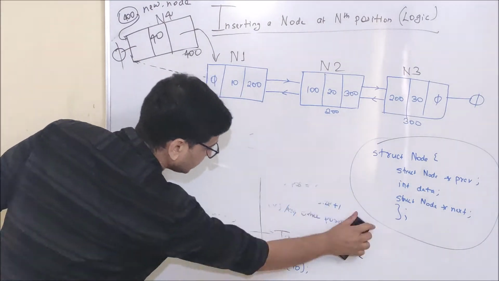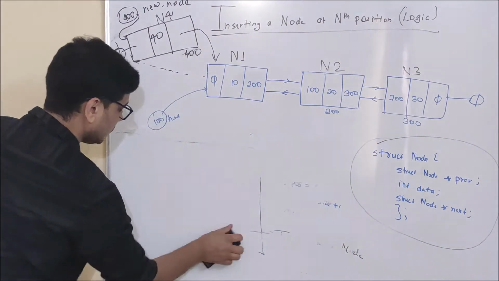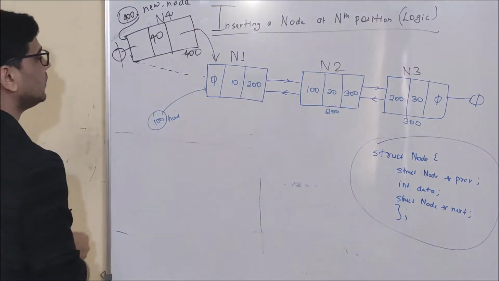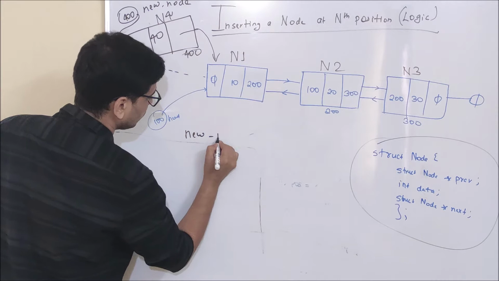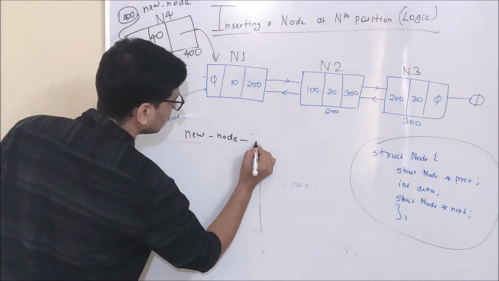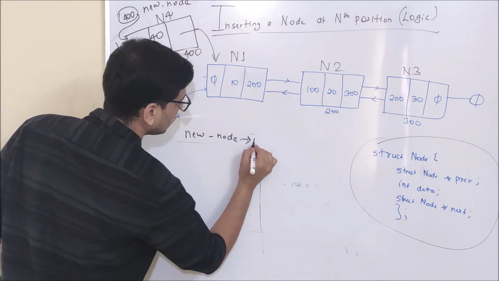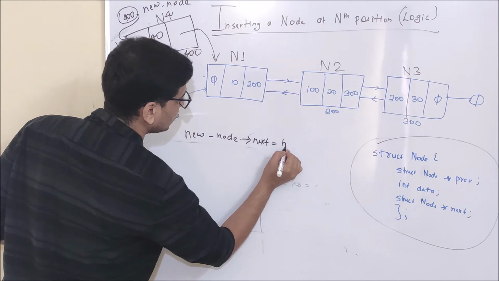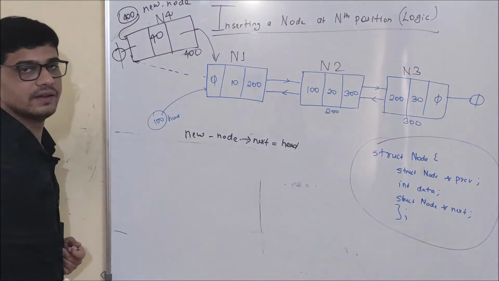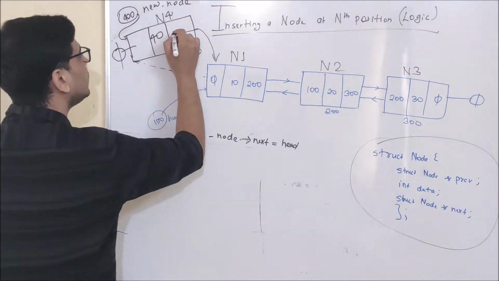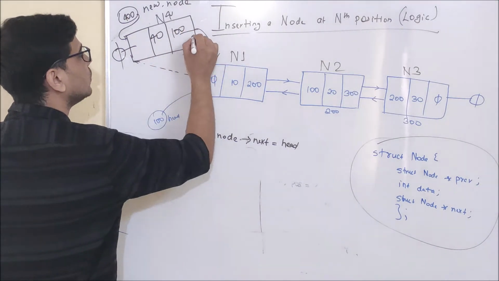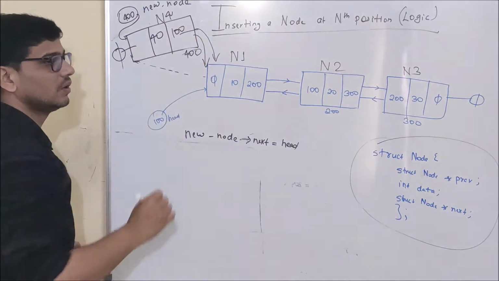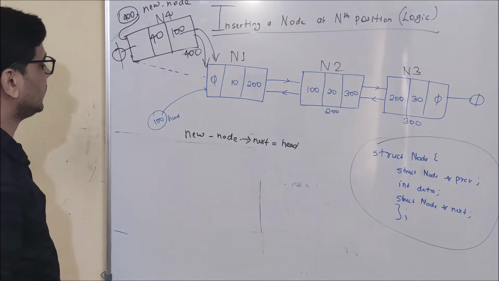To do it, first of all, what will we do? In new node, dot next is equal to head. What is head here? 100. So here we will update 100. What it means is this particular node will start to point to node 1. And what will we do in the next line?